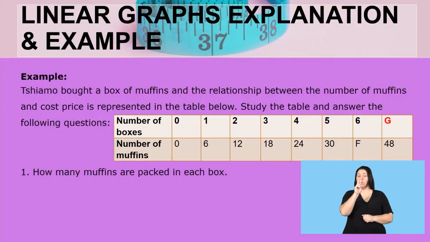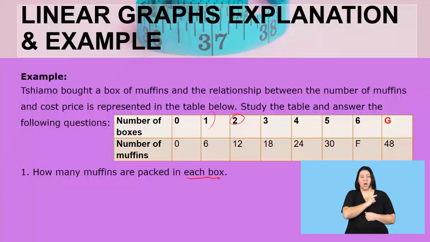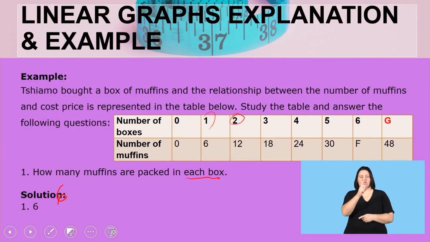So let us have a look at the first question. How many muffins are packed in each box? When we say each box, we refer to 1 box. Even if we have 2 boxes, there is a number of muffins in 1 box and a certain number of muffins in another box. Because 1 box has 6 muffins, our answer here will be 6 muffins. That is the answer for the first question.